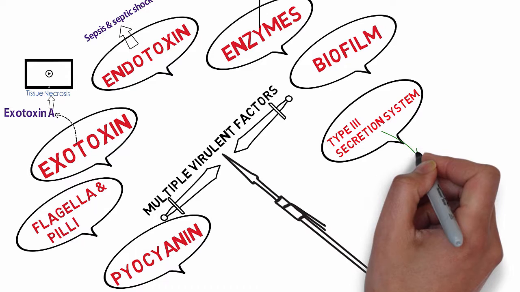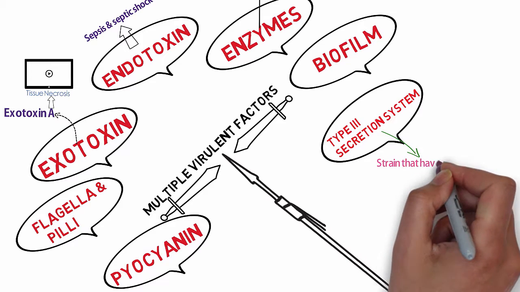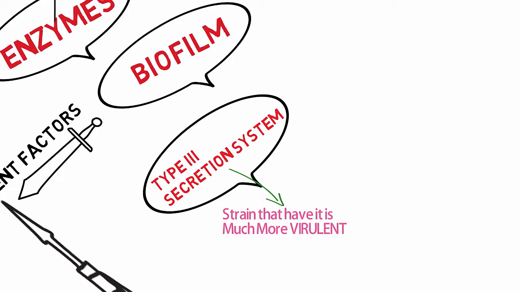Type 3 secretion system. Not all Pseudomonas aeruginosa have this type 3 secretion system. Only some strains have it. And the strains which have the type 3 secretion system are much more virulent than the strains which do not have it.